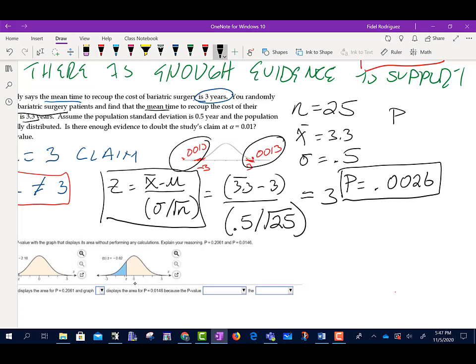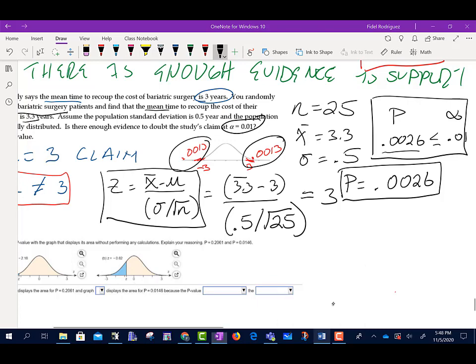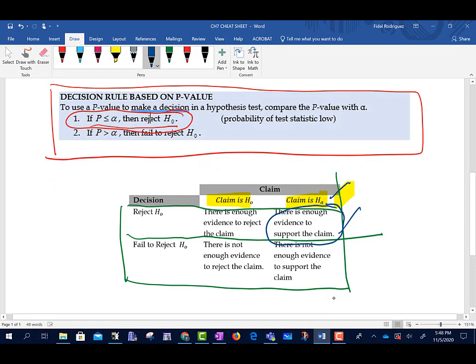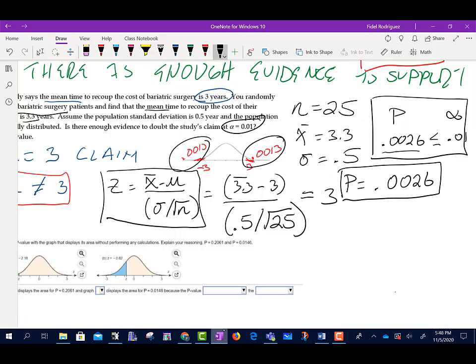Now, I need to compare my p-value and my alpha. So my p-value was 0.0026. Our alpha in this case is 0.01. Okay. So this value here is smaller than or equal to, right? Okay. So now, what does that mean? Let's come back to my little cheat sheet. What happens when p is smaller than alpha? If p is smaller than alpha, again, we are going to reject the null hypothesis, right?